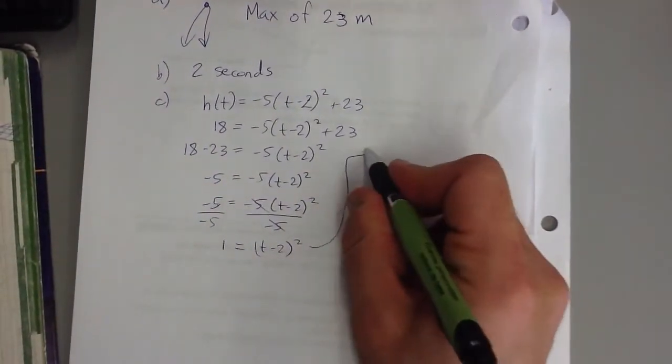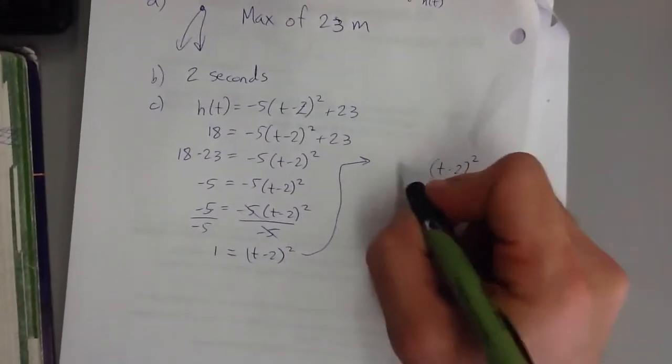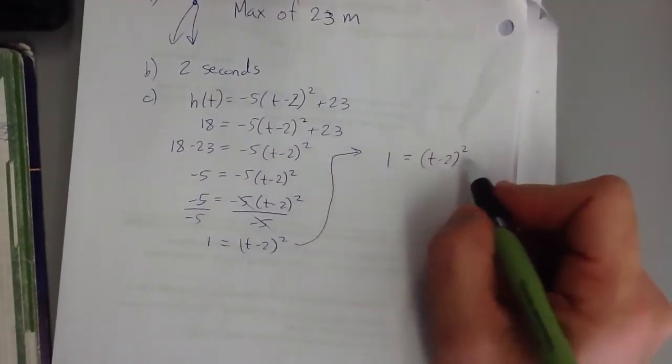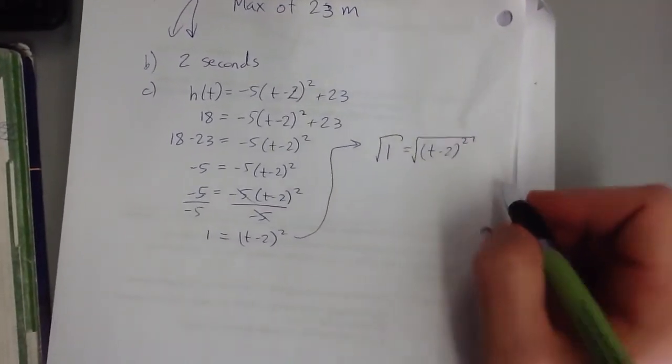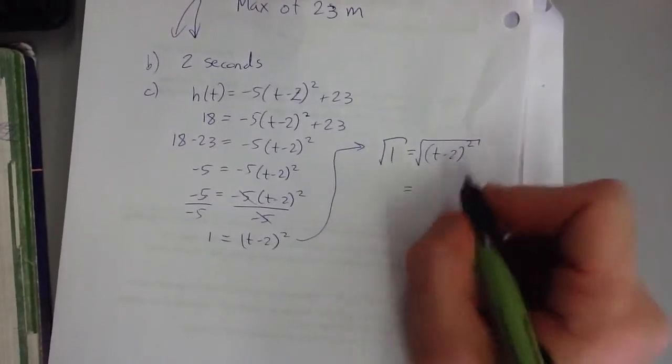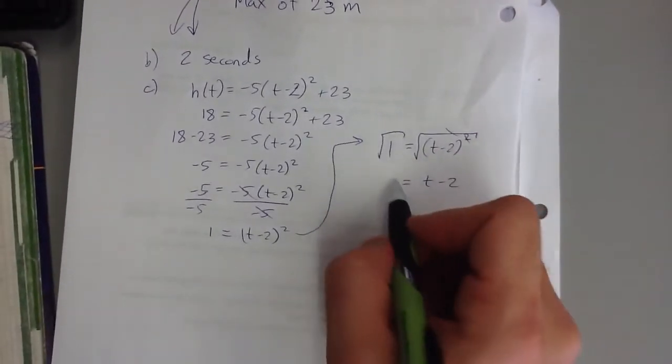Continuing this up here, in order to get rid of this square now, I should take the square root of both sides. So I'm taking the square root of both sides. And so taking the square root gets rid of the 2, gets rid of the square. So this t minus 2 is equal to.